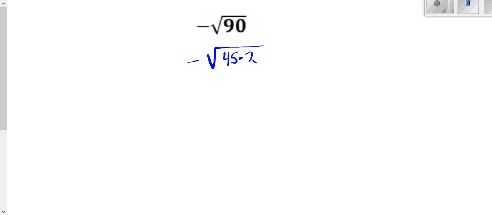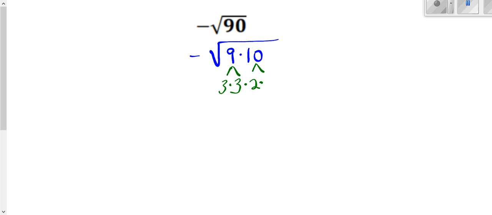Some of us might actually go to 9 times 10, which gets us a little bit further, because I know the square root of 9, so 3 times 3. And I can break down the 10 too, but that's not going to help me too much here. 2 times 5.